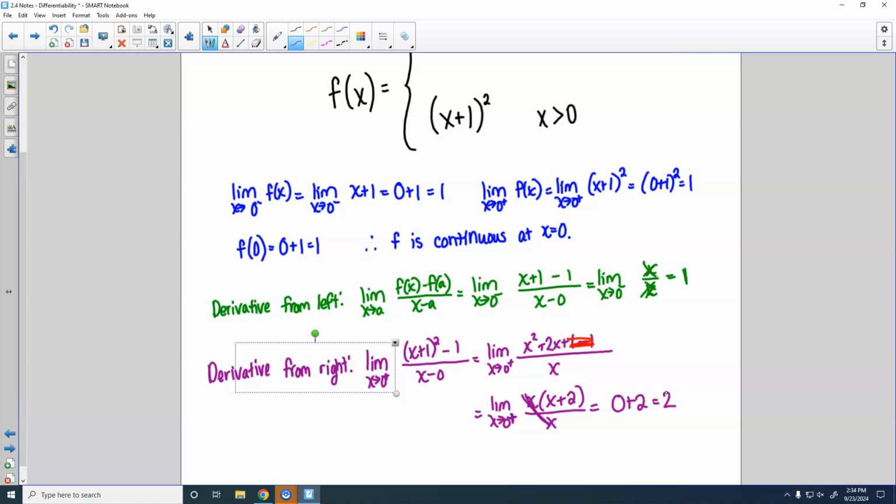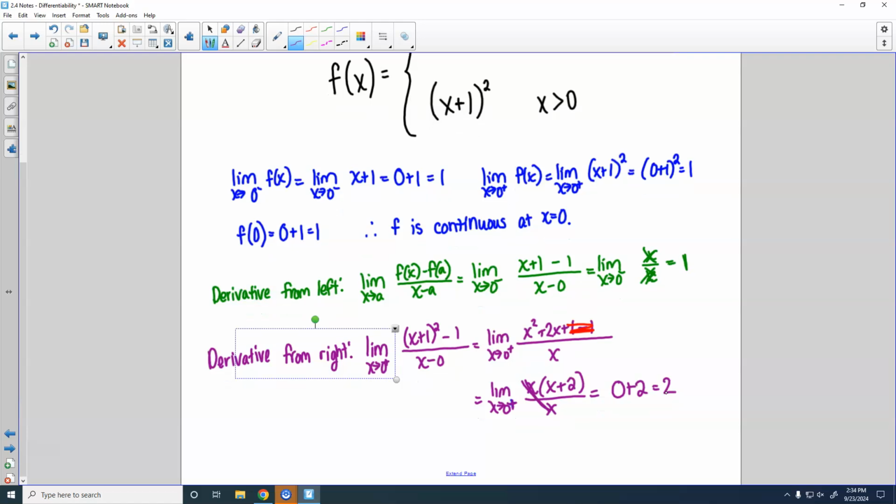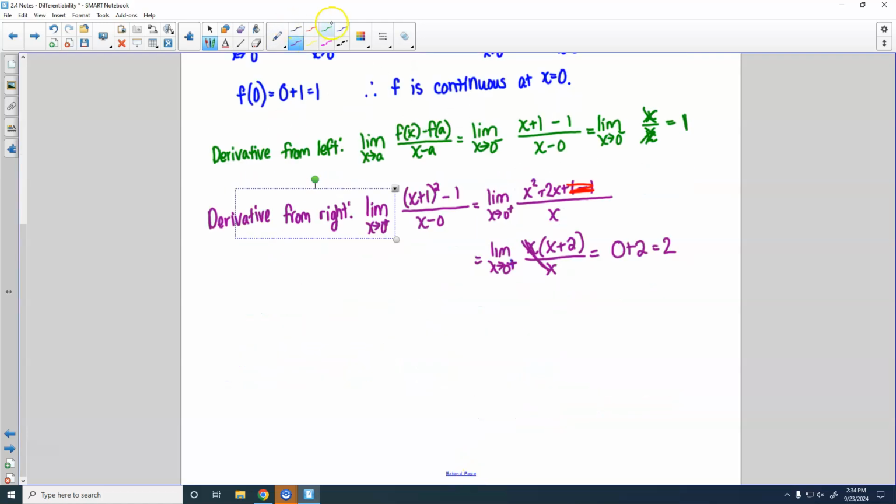So since my derivative from the left is 1 and my derivative from the right is 2, what conclusion am I going to make? Not differentiable. We would say, therefore, f is not differentiable at x equals 0.